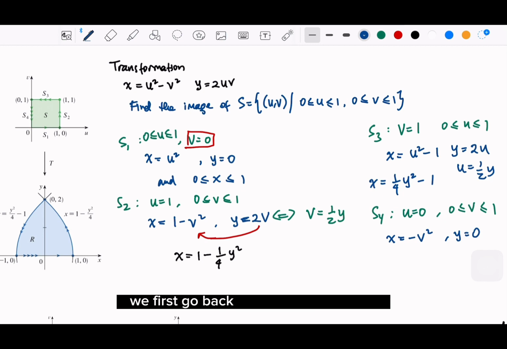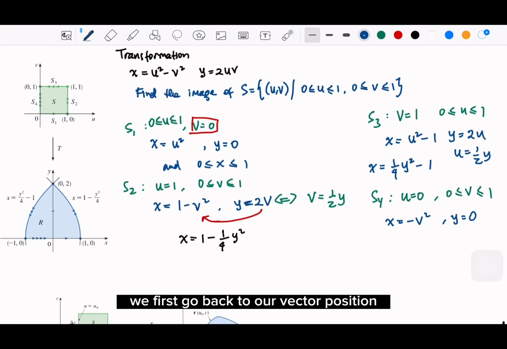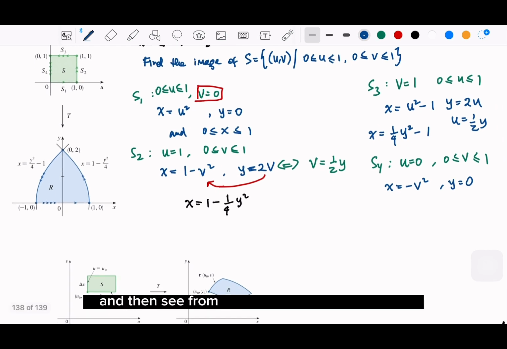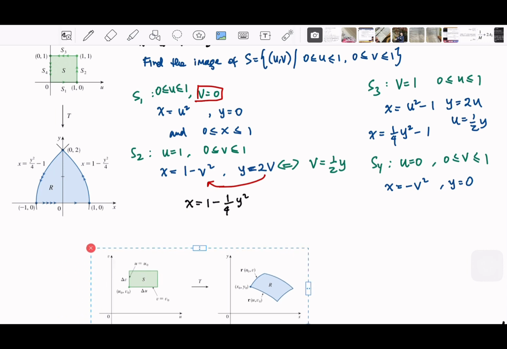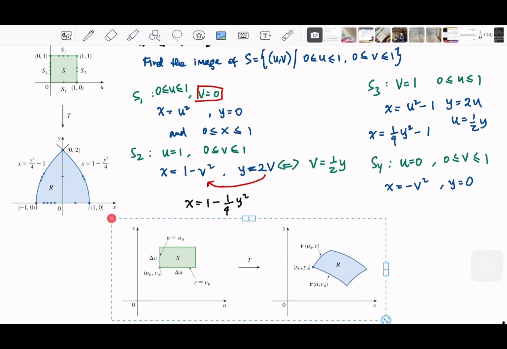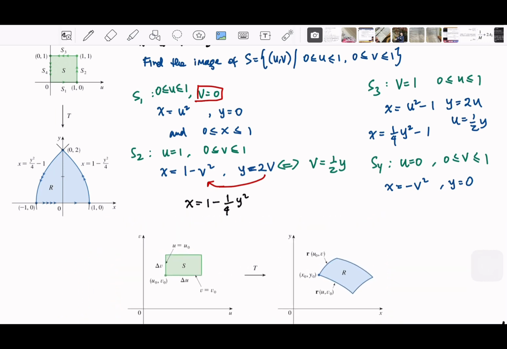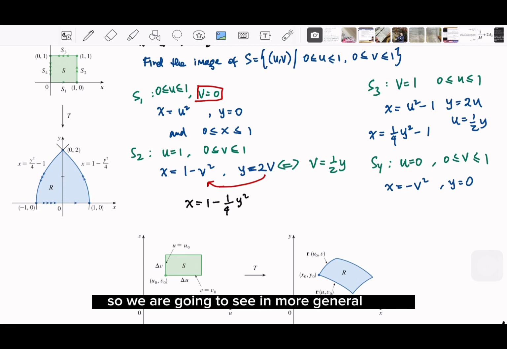We first go back to our vector position, and then see from a general perspective through this way. So we are going to see in a more general way how this transformation will affect the multiple integral.